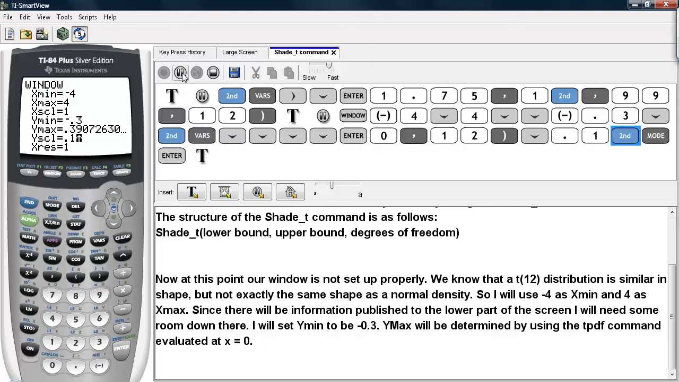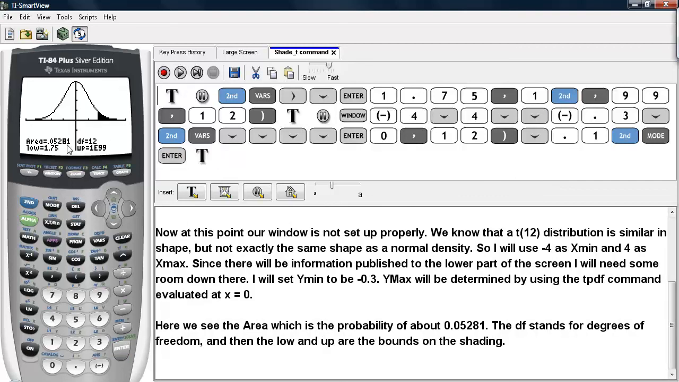Now go back to the home screen to execute the shade-t command by hitting enter. And here we can see the t-distribution being displayed. And we have the area posted here at about 5.28. That is the probability of achieving a score of at least 1.75.